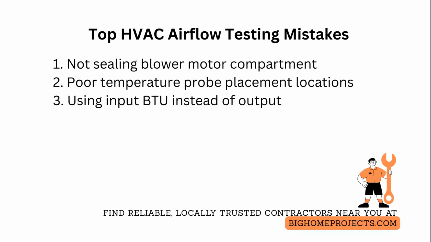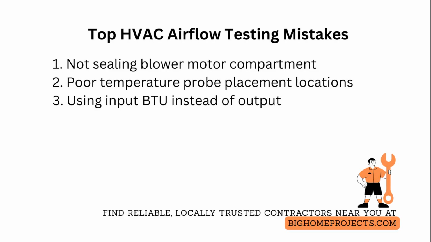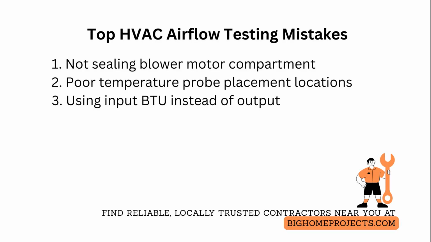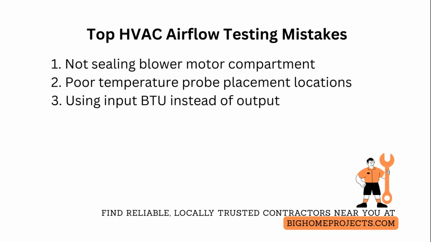One of the biggest heating, ventilation, and air conditioning airflow testing mistakes is failing to seal the blower motor compartment, which causes return air bypass, lower measured temperature rise, and a falsely high calculated cubic feet per minute. Fix it by covering the compartment tightly with rigid cardboard or sheet metal, sealing edges with foil tape, and using magnets to clamp the cover during the test.